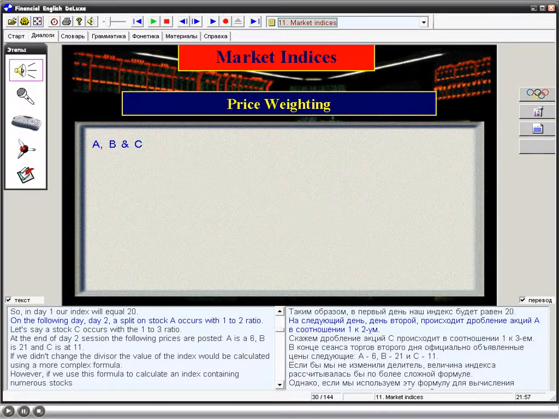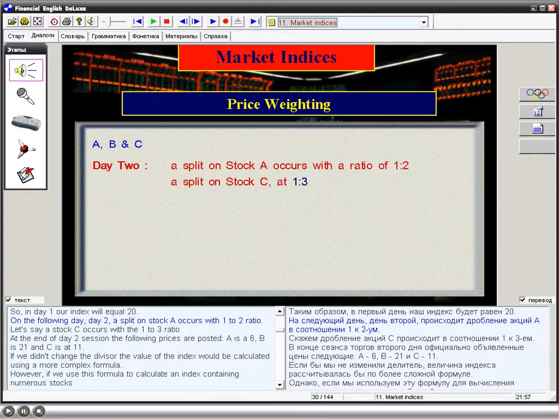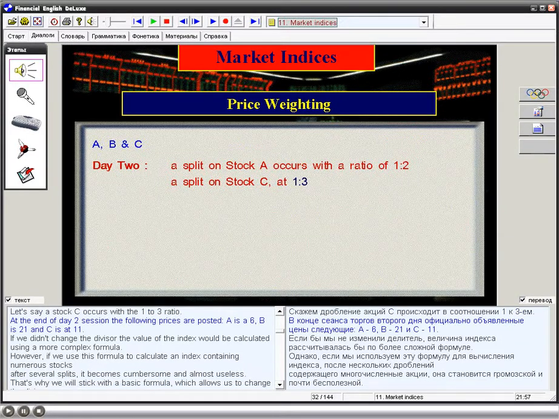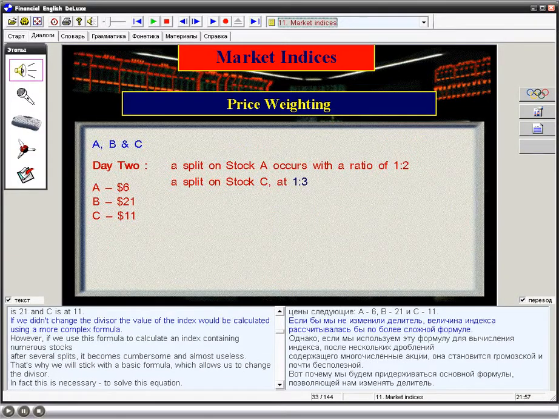On the following day, day 2, a split on stock A occurs with a 1-to-2 ratio. And let's say a split on stock C occurs with a 1-to-3 ratio. At the end of day 2 session, the following prices are posted. A is at 6, B is at 21, and C is at 11. If we didn't change the divisor, the value of the index would be calculated using a more complex formula.